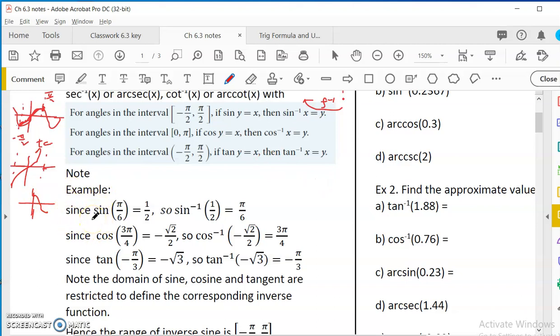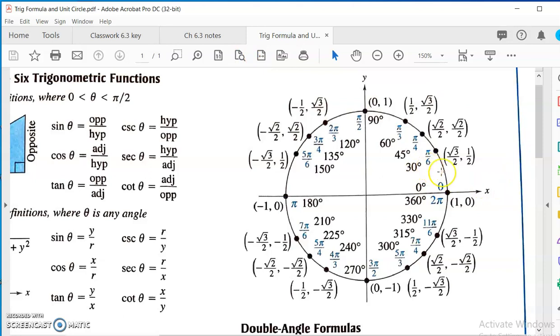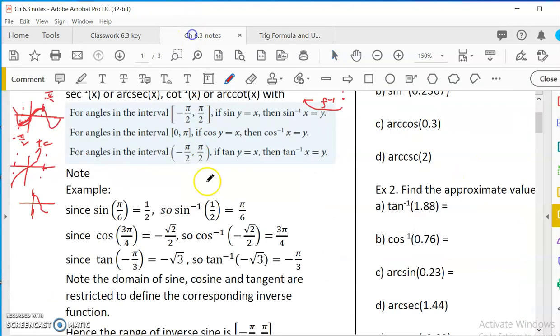Let's look at how we understand the inverse function. Whenever we evaluate something, we use the unit circle. I have a unit circle paper here. If I want sine of pi over 6, I would say 1/2. The input of the sine function is pi over 6, and the output is 1/2. So if I go back to my original notes, sine of pi over 6 equals 1/2. And because pi over 6 is in the selected interval from negative pi over 2 to pi over 2, I can define sine inverse of 1/2 to be pi over 6.